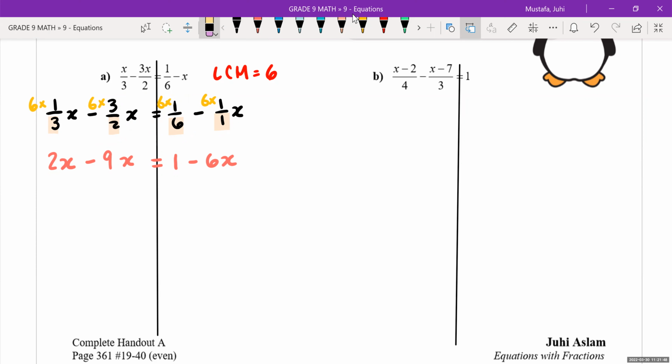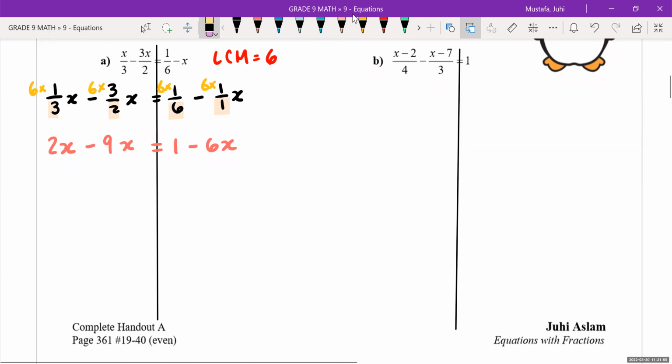Does this look familiar to what we were doing last class? It does, right? So what's our next step? What do we have to do? Yoda? Yeah, you can clean up each side. So 2x minus 9x would give me -7x. Whoops. And I can't really add 1 minus 6x because those are not like terms.